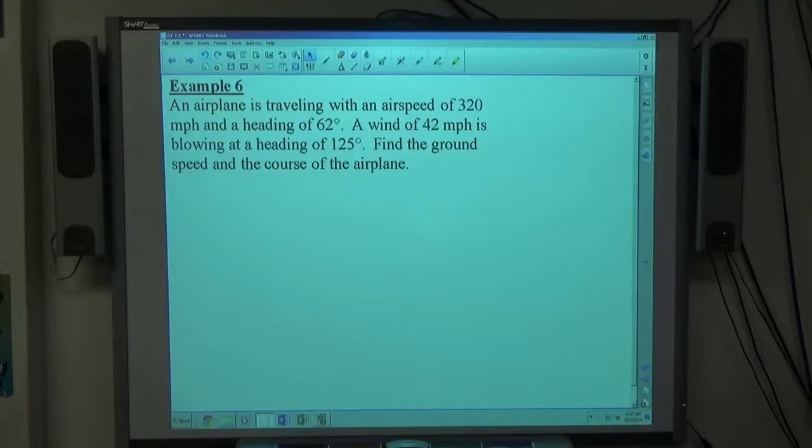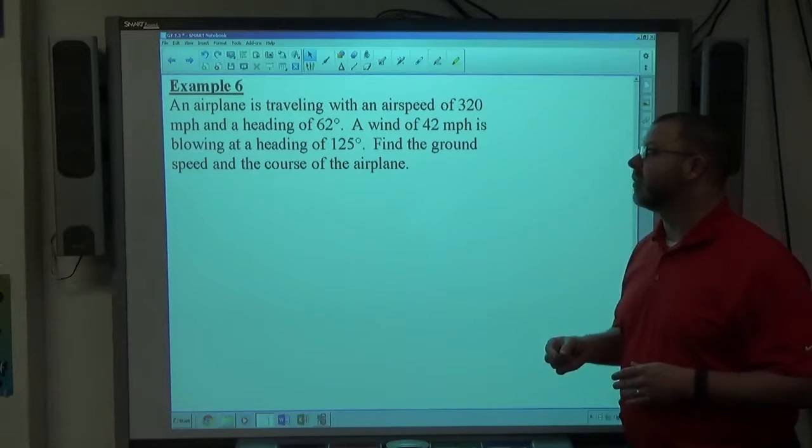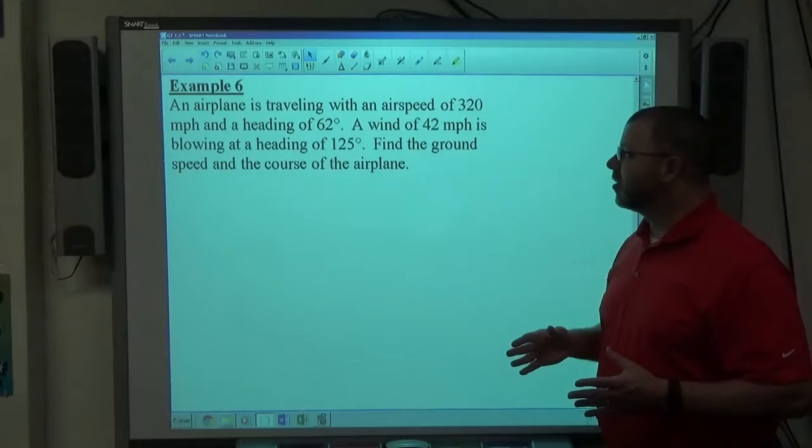All right, example 6. This gets us back to these heading slash bearing problems. This one only has heading in it. An airplane is traveling with an airspeed of 320 miles per hour and a heading of 62 degrees. A wind of 42 miles per hour is blowing in a heading of 125 degrees. Find the ground speed and course of the airplane.